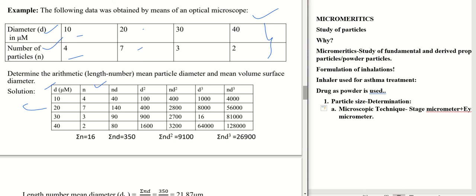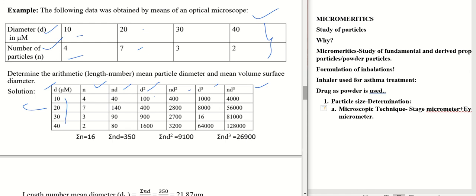From these two columns we need to derive a few other parameters. The next one is nd. We need to multiply this column n into d. And next we need to have d square values, then n into d square values. Next d cube values, and then nd cube values.